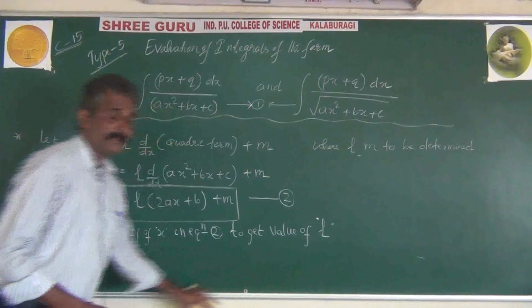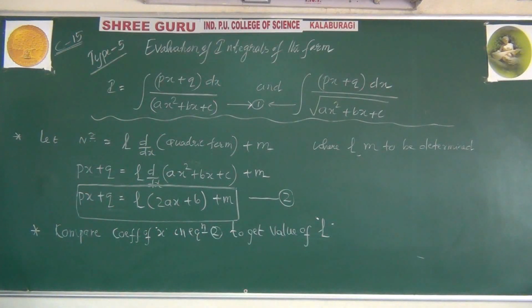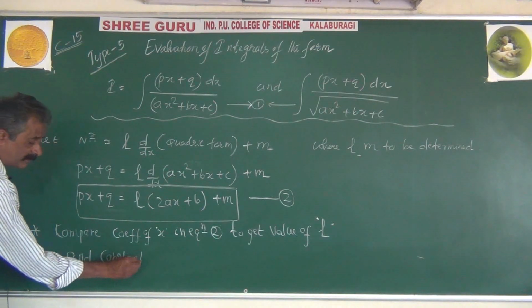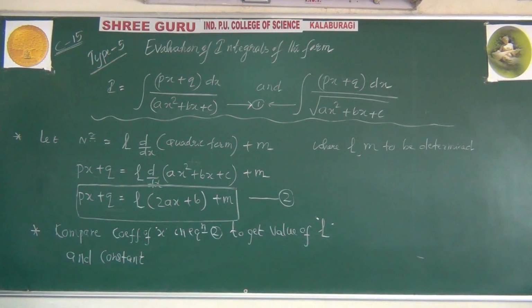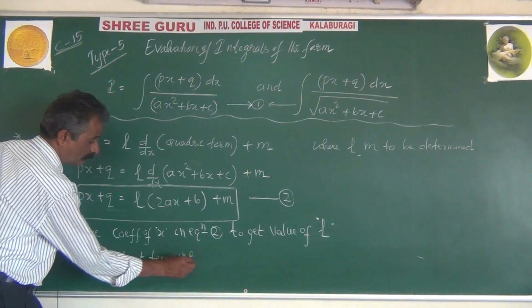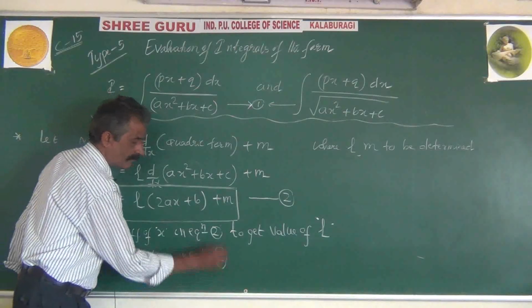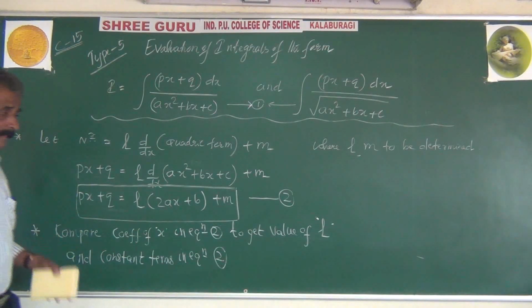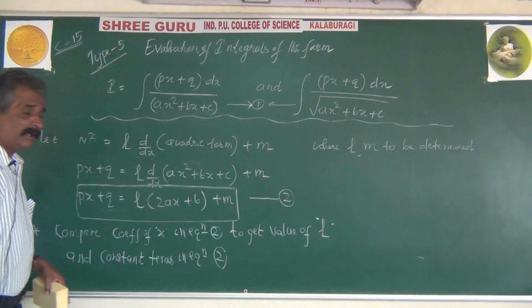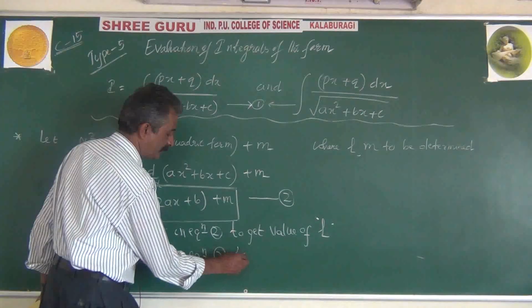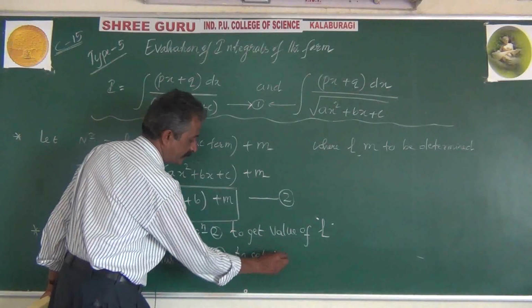Compare the coefficient of x in equation 2 to get the value of L, and compare the constant terms, not the coefficient of the constant, meaning the actual constant terms in equation 2. When we compare constants, there will be a presence of L. That L value we have to insert here. After that, we get the value of M from the constant terms in equation 2.